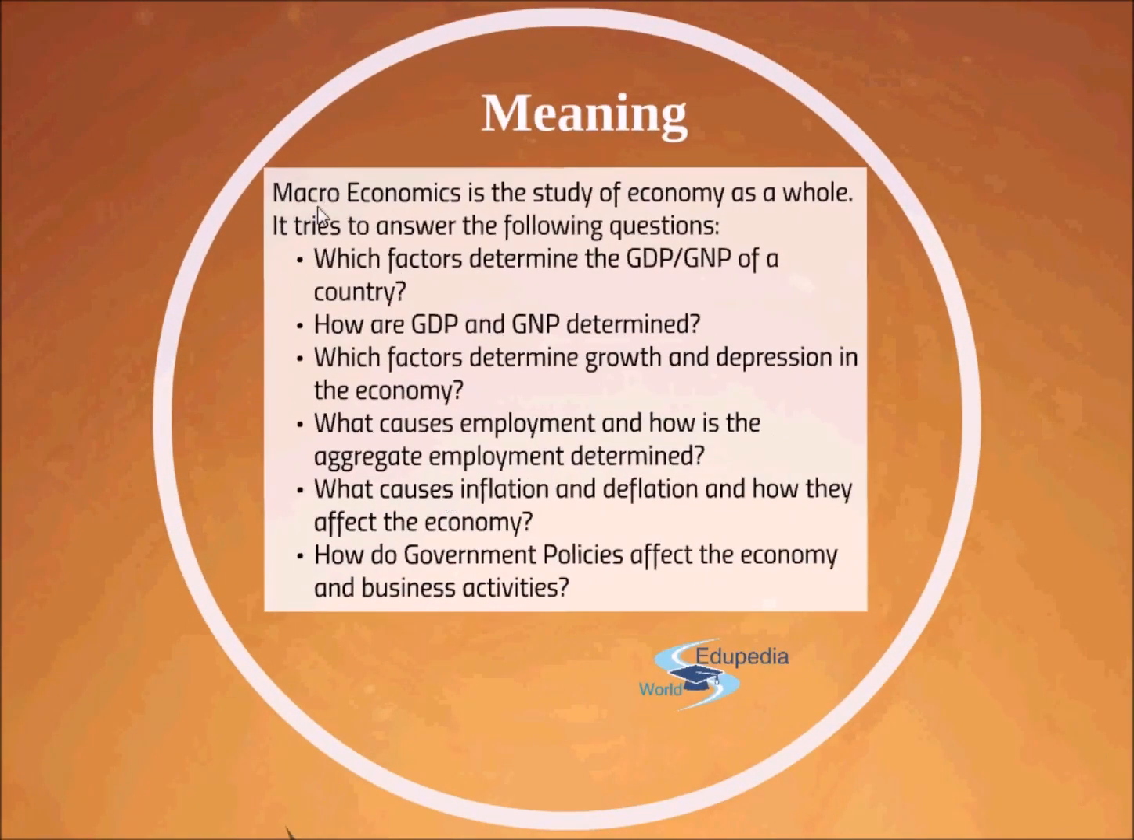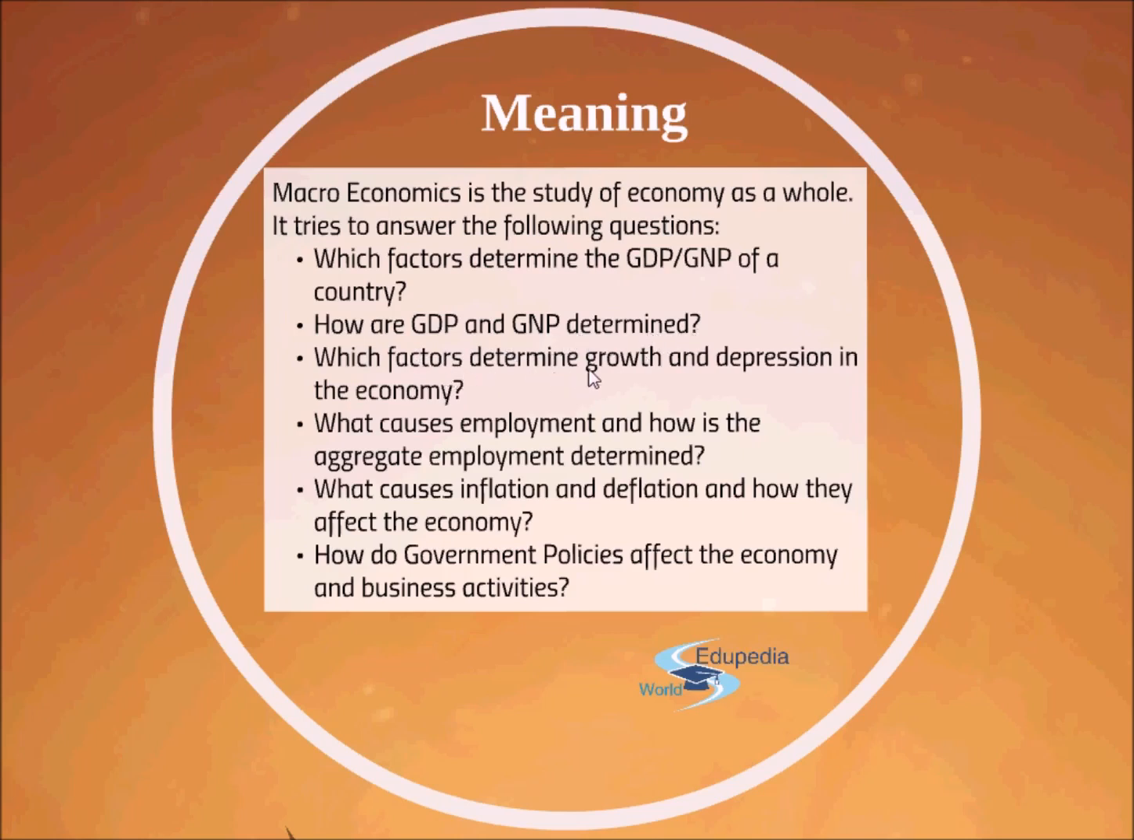Now you know that macroeconomics is all about the study of the scope of economics, that is, it is the study of the economy as a whole, and basically it tries to answer the following questions. Which factors determine the GDP, that is the gross domestic product, and the gross national product of a country? We are going to study what GDP and GNP are and how we calculate them in later sessions. How are GDP and GNP determined?